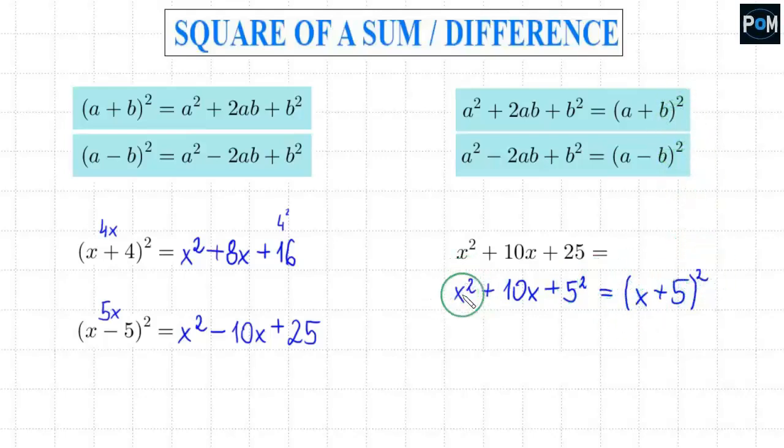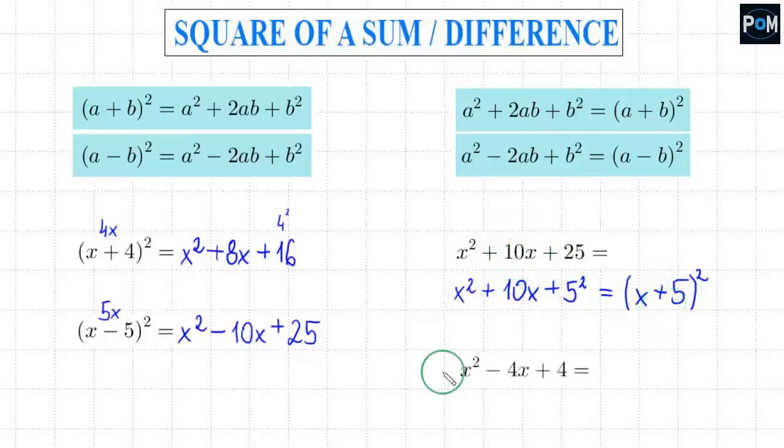The beginning matches, the end certainly matches. We need to check this 10x for a moment, and we check this 10x like this. X times 5 is 5x. And according to this formula, we have here the doubled product, so if you double these 5x, it should give us 10x. And that's exactly how it comes out here, so everything matches.